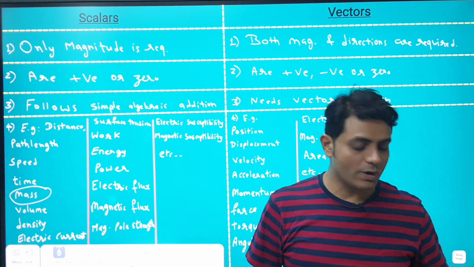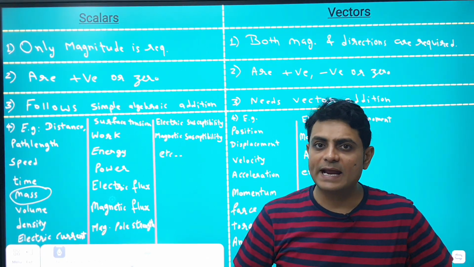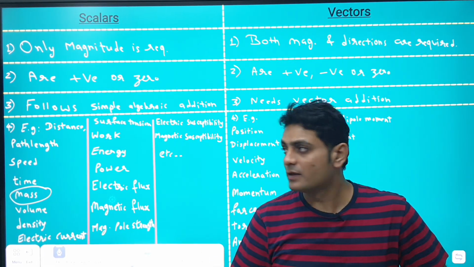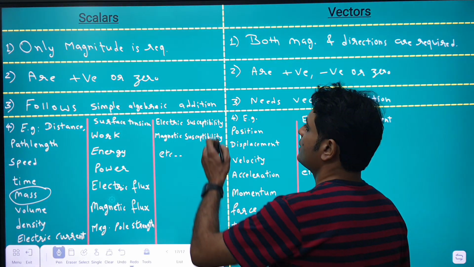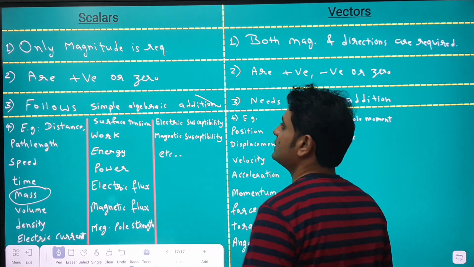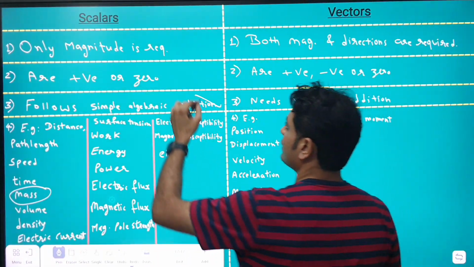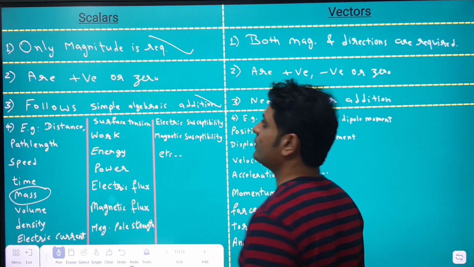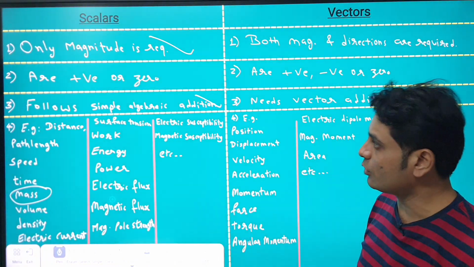So if we want to add two masses, it doesn't require any vector addition. It can be added with just simple algebra. Therefore, we can say scalar quantities follow simple algebraic addition. They don't require any direction. Only magnitude is enough to define scalar physical quantities.